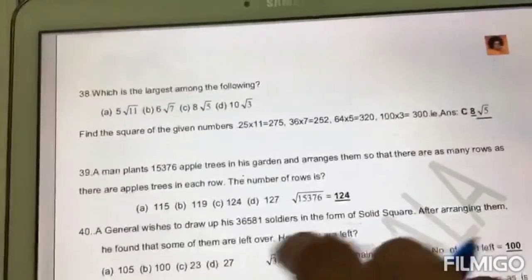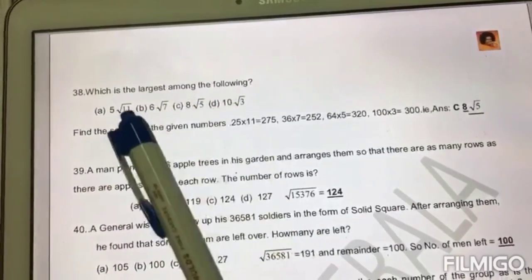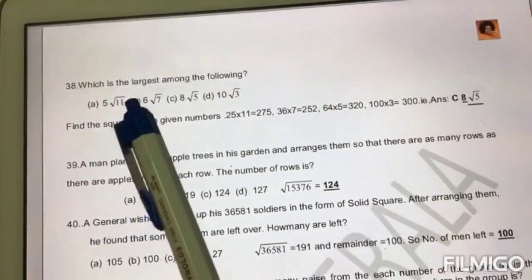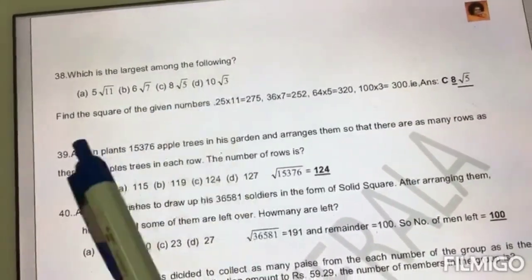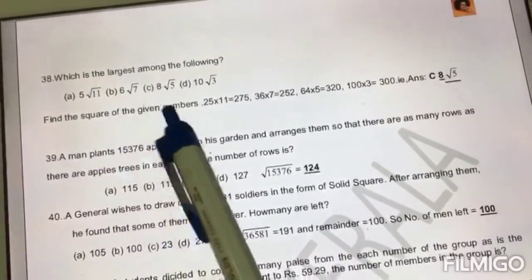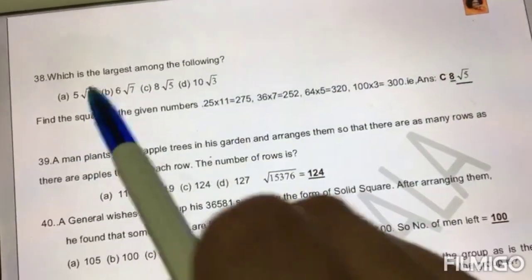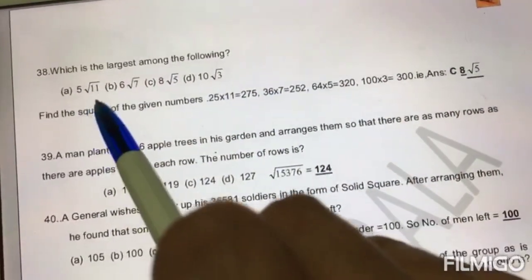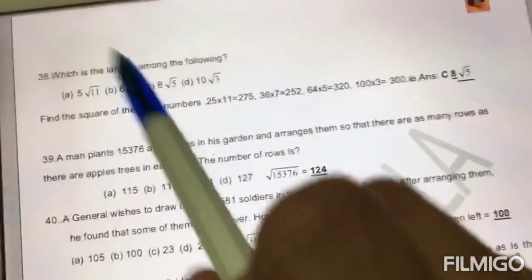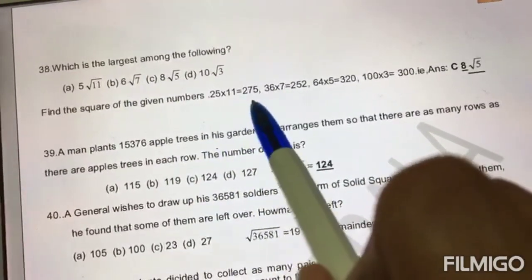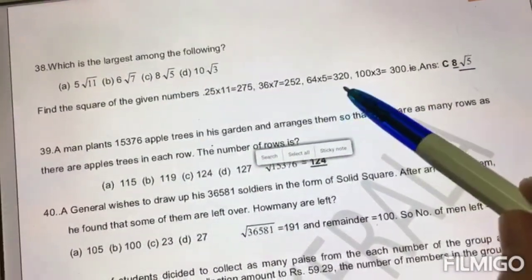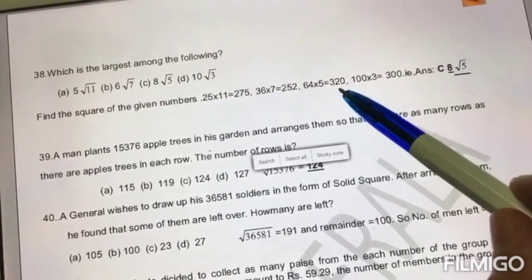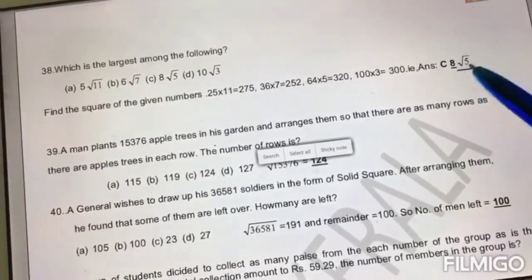Let's do 38. Which is the largest among the following? Now do you think you'll have to calculate the square root? No need. There are simple ways of doing it. Look what they have said. Find the square of the given numbers. Simply square all these numbers. So (5 root 11) whole square is nothing but 25 into 11, which is 275. Similarly, square each of these numbers and see which is the largest among them. The largest among them is 64, this one, option C, 8 root 5.